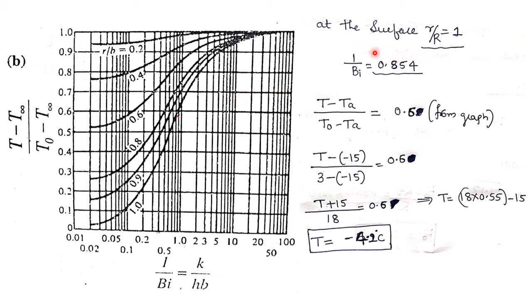So here I require 1 divided by Biot number, which is already calculated, that is 0.854. See here, you can observe, this is r by R, the notations are different here. So this is the graph of r divided by R as 0.2, this is 0.4, 0.6, 0.8, and this is the graph of r divided by R equal to 1. On the x-axis, the values are plotted as 1 divided by Biot number.